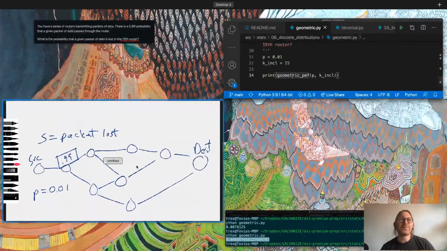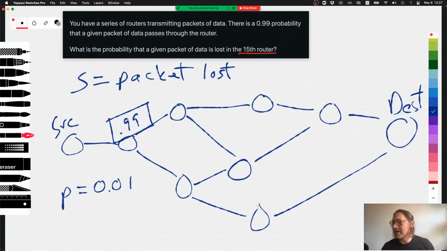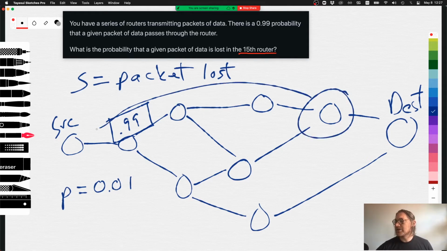So all that said, in the real world, we're probably not as interested in the probability of losing a packet at a specific router in most cases, unless we're trying to diagnose the router. What we're likely more interested in is the probability of losing a packet somewhere up to and including this router that we're considering. And so that's a different question, right? That's a question that requires the Geometric Cdf.